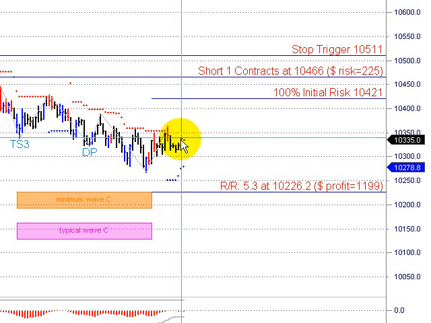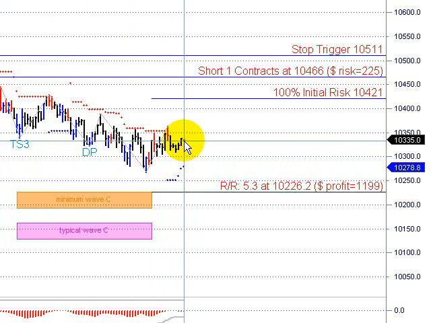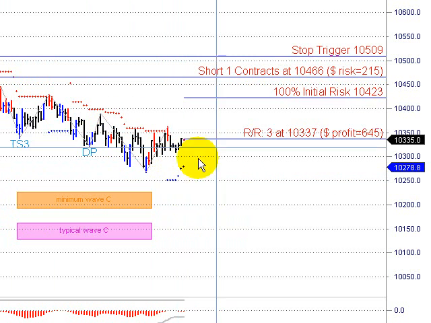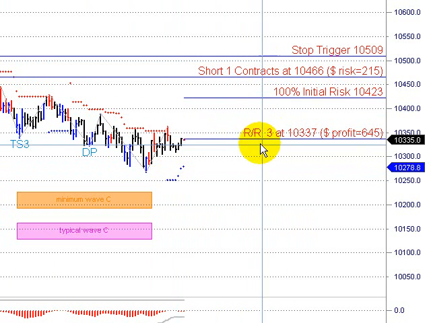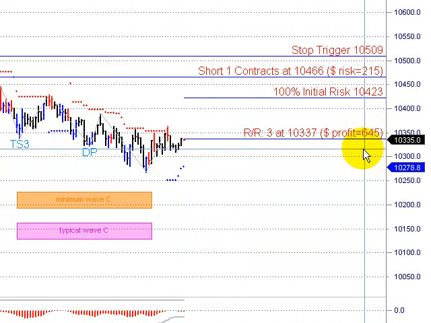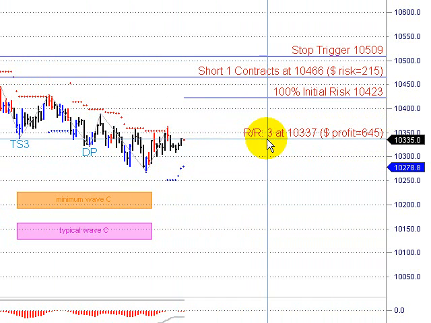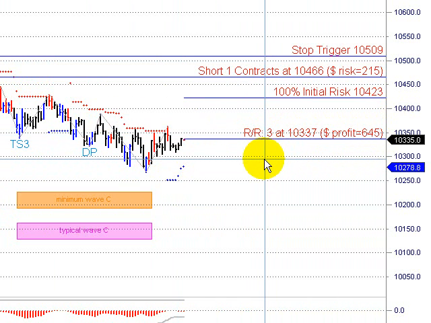And let's see on the close here. Risk reward of 3, so a profit of $645 on a 3-to-1 risk reward, which isn't bad. And so that was the trade on Friday.